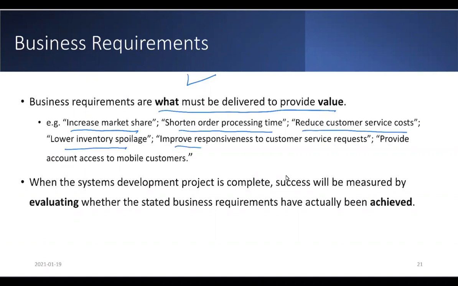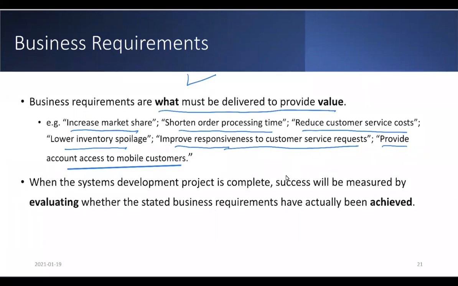And it might improve the responsiveness to customer service requests, and it could even provide account access to mobile customers. These are different values by which we develop a system. When we collect information about what must be delivered to provide a value, like those examples, we call this business requirements.